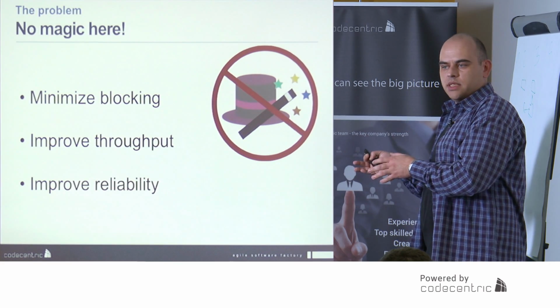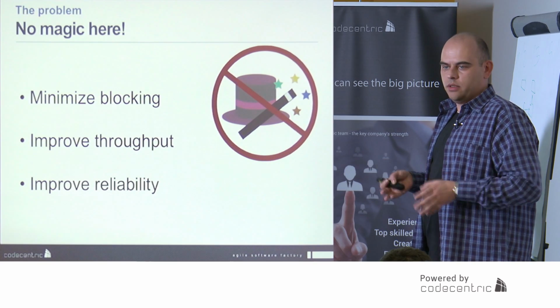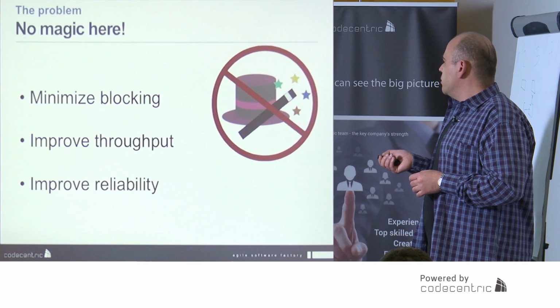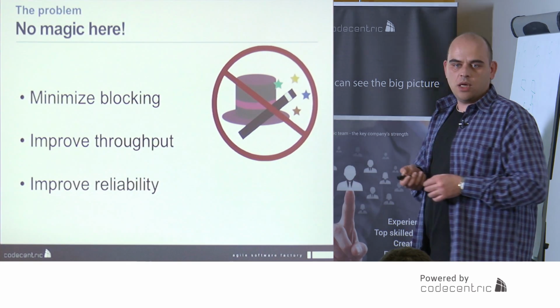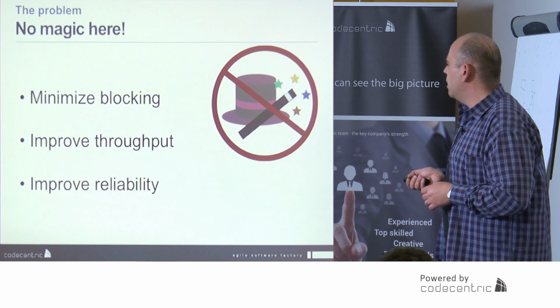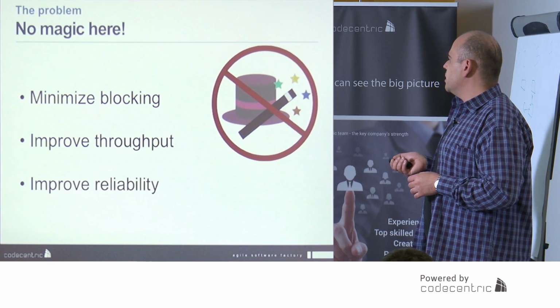You just add them, sum them, and divide by 3. You cannot improve that. So what we can do, we can minimize blocking, especially if you're running in multiple threads. That's one thing, that's common sense.